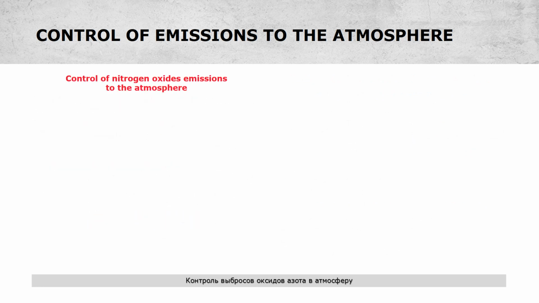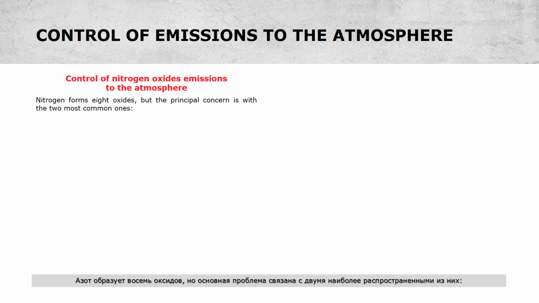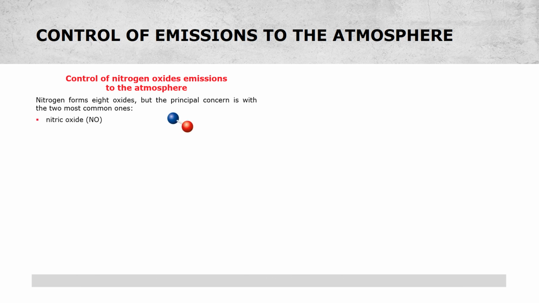Control of nitrogen oxides emissions to the atmosphere. Nitrogen forms 8 oxides, but the principal concern is with the two most common ones. Nitric oxide. Nitrogen dioxide.